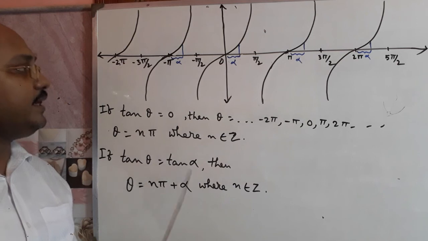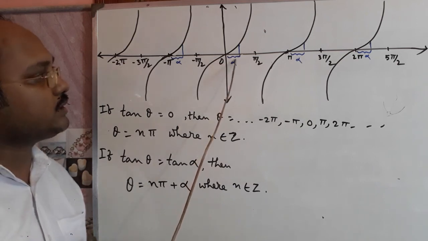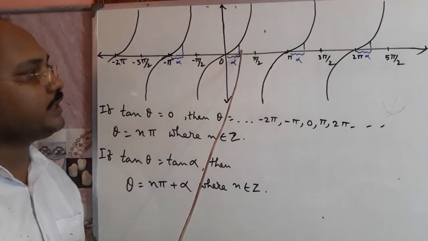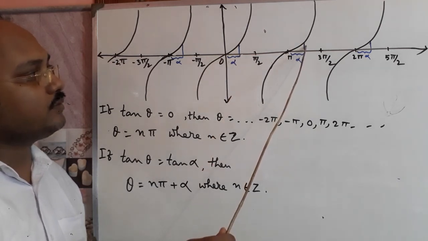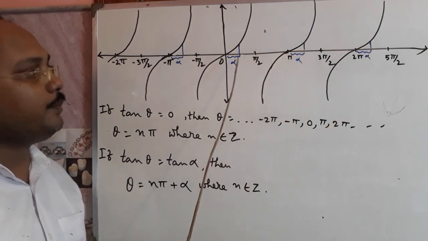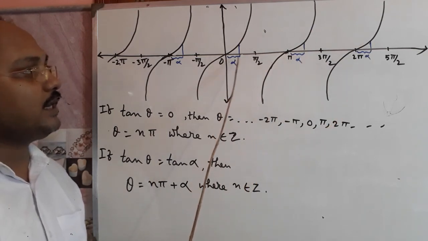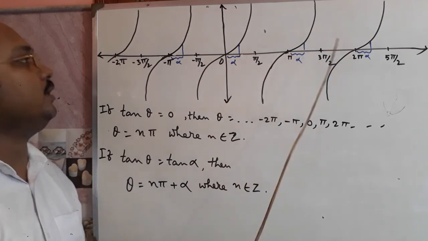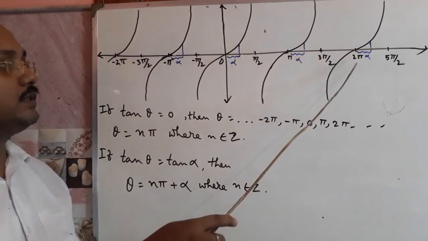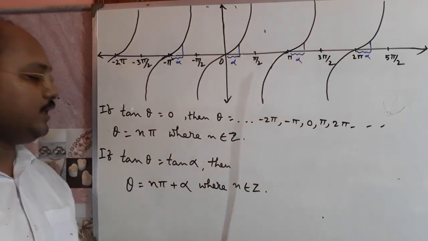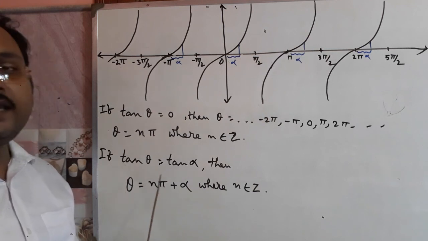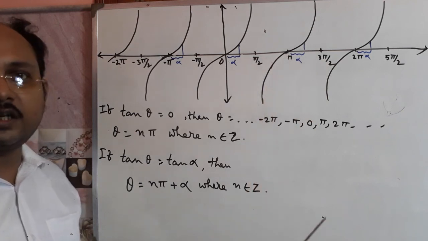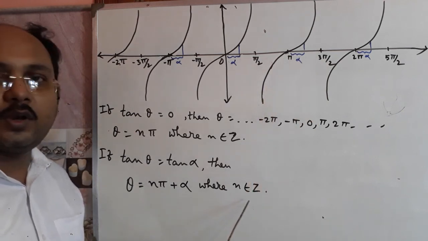And if tan theta is equal to tan alpha, you see I took this angle as alpha, so this is the length which represents tan alpha. Again this is the length which represents tan alpha. You see, in every case this alpha comes to the right of either 0 or pi or 2 pi or minus pi. That means it can be generally written as theta is equal to n pi plus alpha, as it occurs on the right hand side of these multiples of pi, where n belongs to Z.